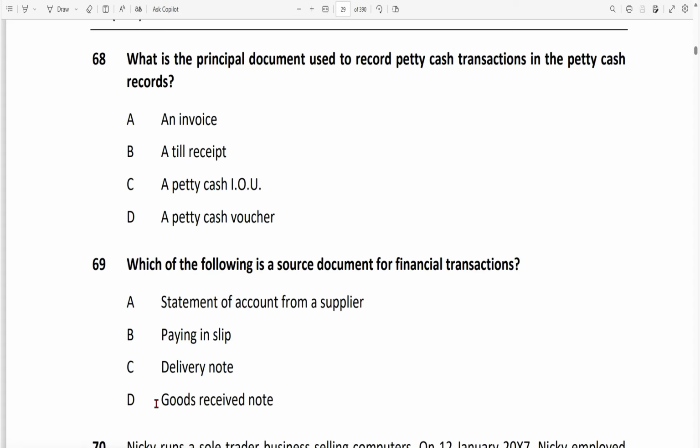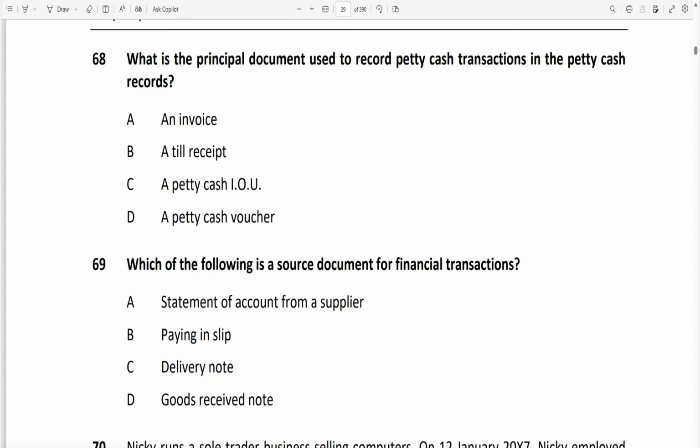Which of the following is a source document for a financial transaction? Let's evaluate the options. First is the statement of account from the supplier. Basically, a statement of account is a summary provided by the supplier showing all the transactions, invoices, payments and balance over a period. So it is not a source document for the financial transaction, right? Because it summarizes past transactions rather than recording an original transaction. So it might help in reconciliation, right?